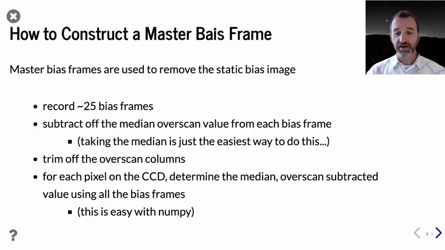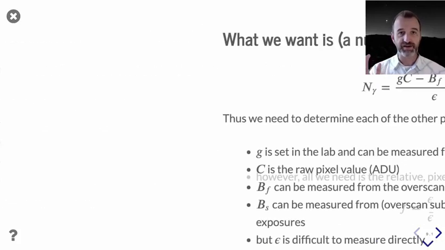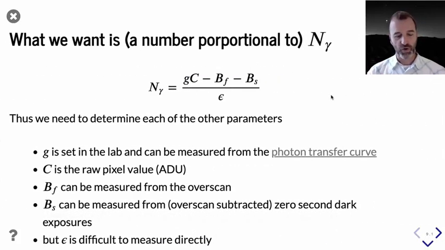So after we've got our bias removed from our image, we still are not done yet. We still don't quite have what we want, which is this number proportional to the number of photons that were incident at the top of our telescope, the top of our system. This is what we want. We want this number here. We have counts here. That's what our computer is giving us. We've subtracted off the floating bias now. We've subtracted off the static bias. And we can actually measure G here.